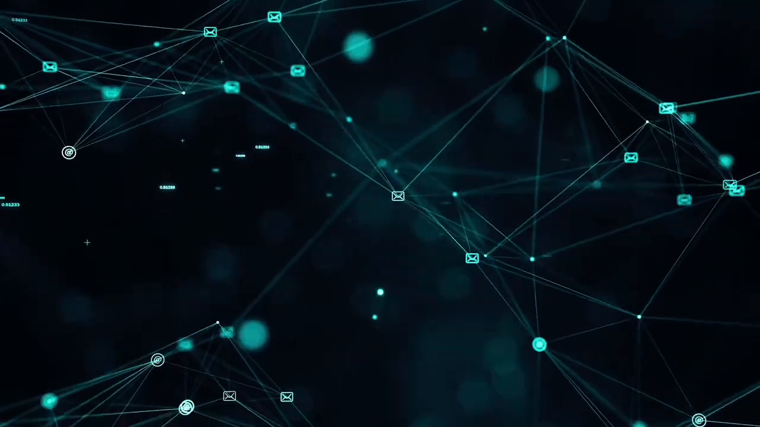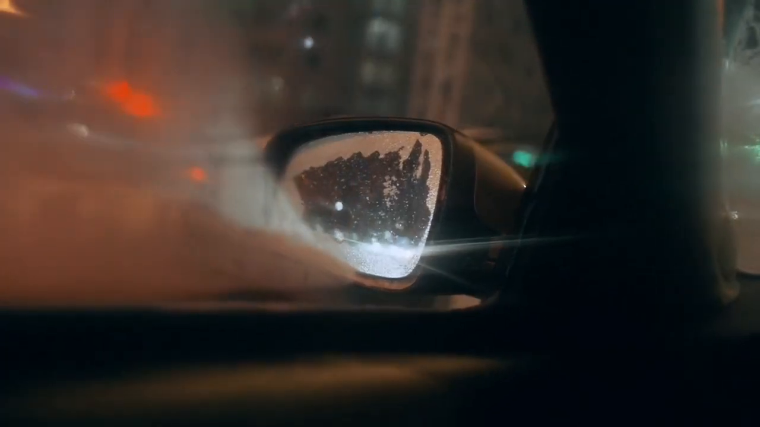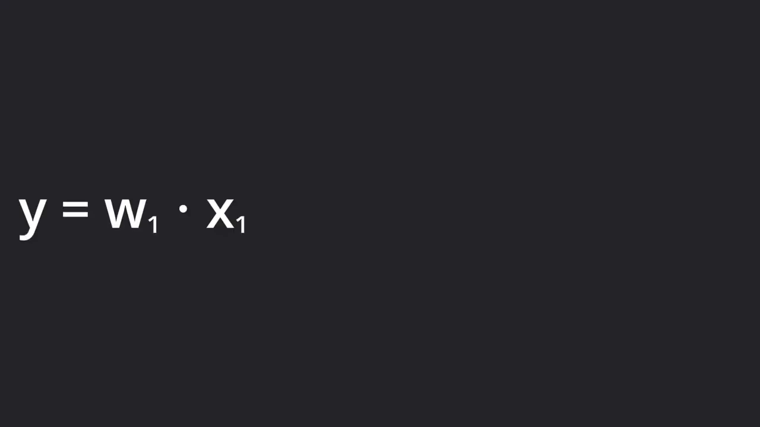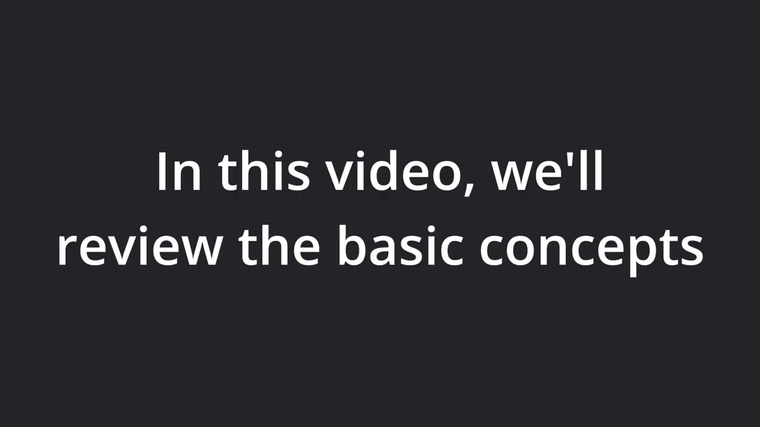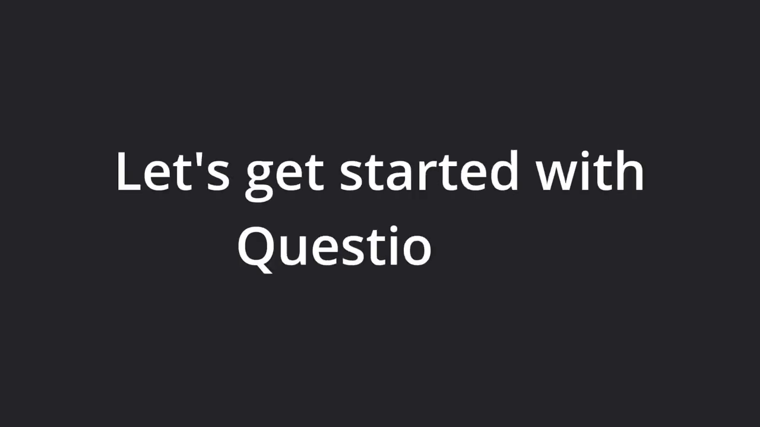Linear regression, a simple statistical model, is actually the first step to understanding neural networks in deep learning. The lowest levels of large language models, self-driving, and even deepfakes are a series of multiplications and additions. In this video, we'll review the basic concepts behind linear regression through a few quiz questions. Let's get started with question 1.